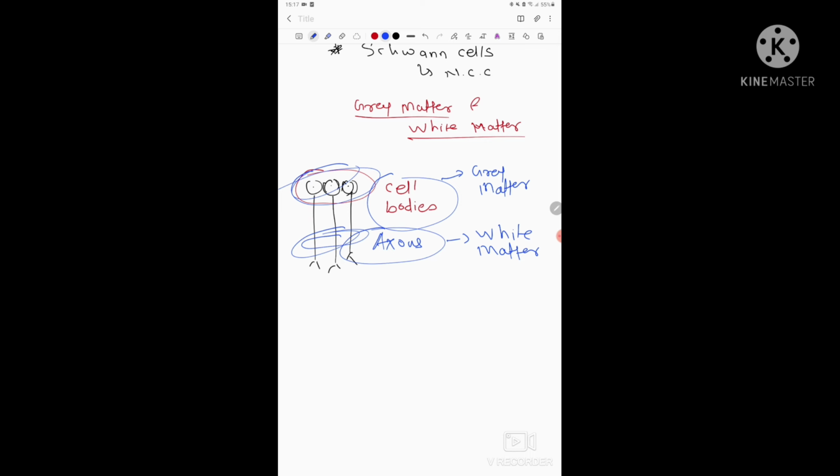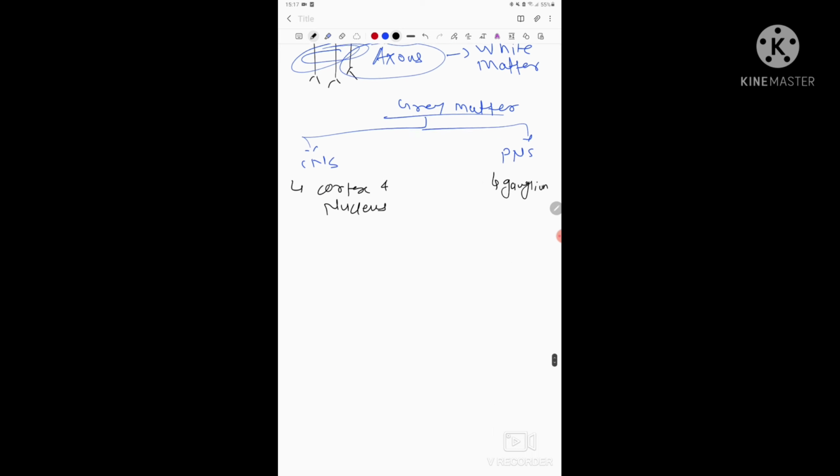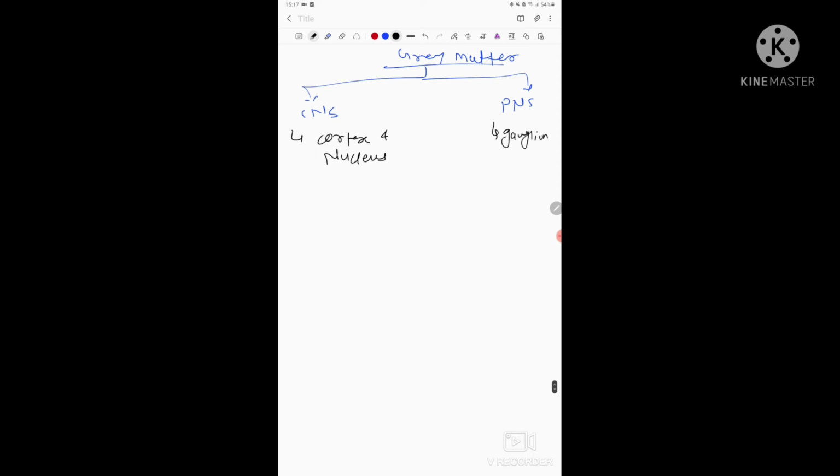In gray matter, to go a little bit deeper, when we talk about gray matter in the CNS and gray matter in the PNS: in the CNS, the gray matter is considered as the cortex and nucleus, correct? And in the PNS it is the ganglion, correct?